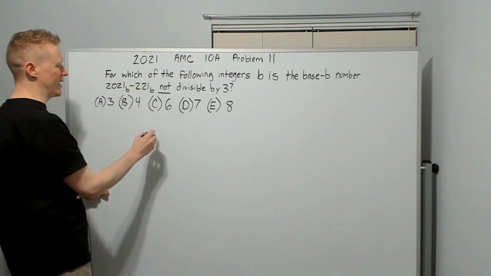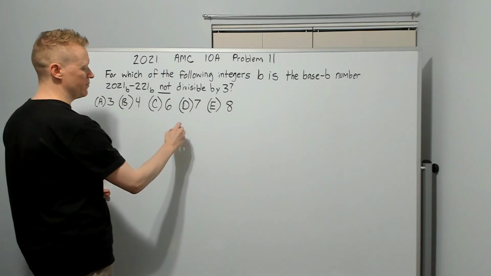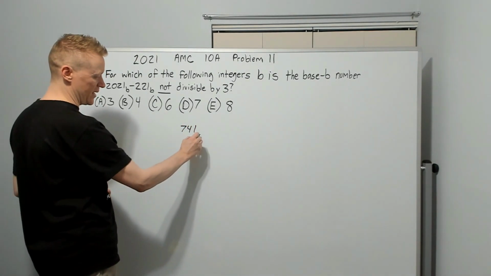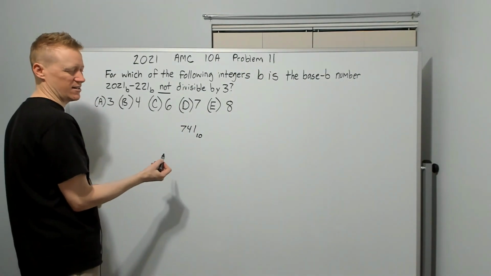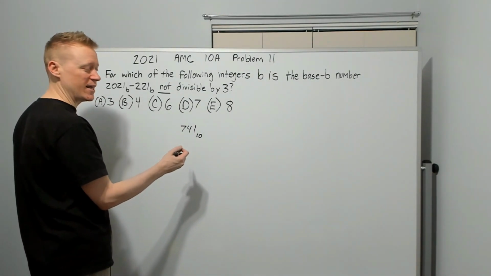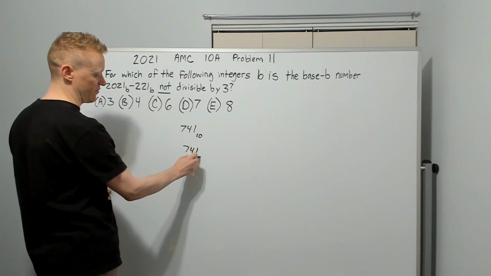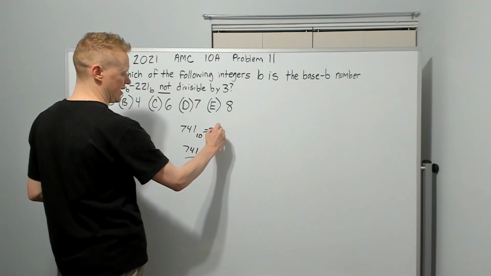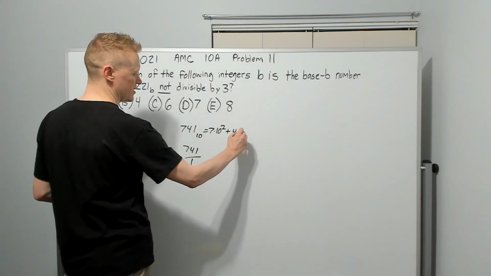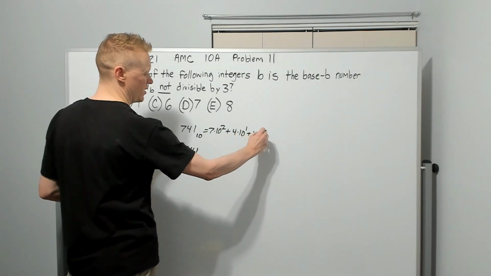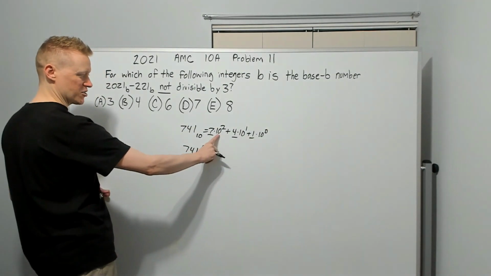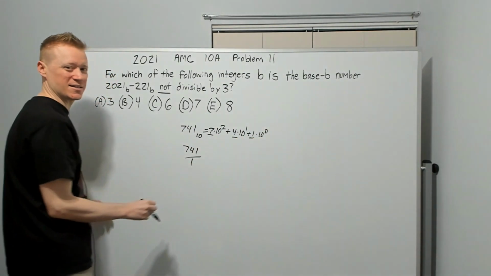How do we do that exactly? Well, let's talk about something like 741 in base 10. We don't write the base 10, but you could if you wanted to. It's just redundant. It's just assumed to be base 10 otherwise, kind of like we don't write 741 over 1. So this would be 7 times 10 squared plus 4 times 10 to the first plus 1 times 10 to the 0. 741: the base squared, the base to the first, the base to the 0.